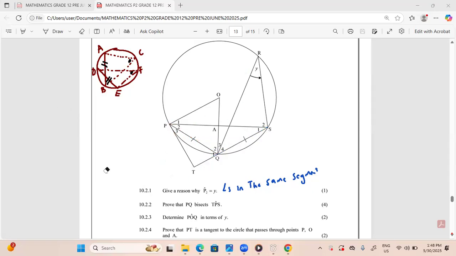What we know already is that P2 is y. So for us to prove that P3 equals P2, we have to show that even P3 is y. So what do we know about P3? Very important: you want to show that P3 equals P2, so you start gathering information about those angles. P2, we know from 10.2.1 that P2 is y. So I have to find a way of showing that P3 also is y. So I'm gathering information about P3. I know that P3 is equal to S1.